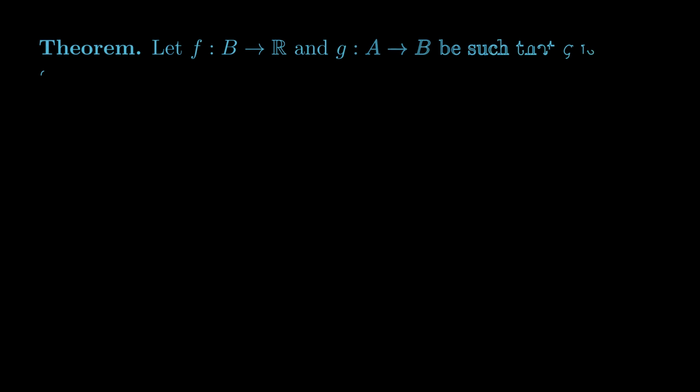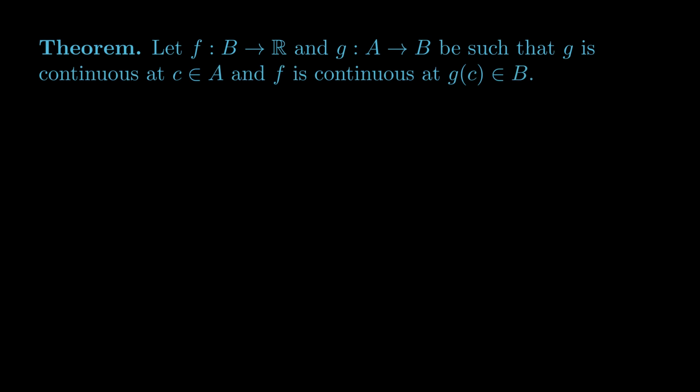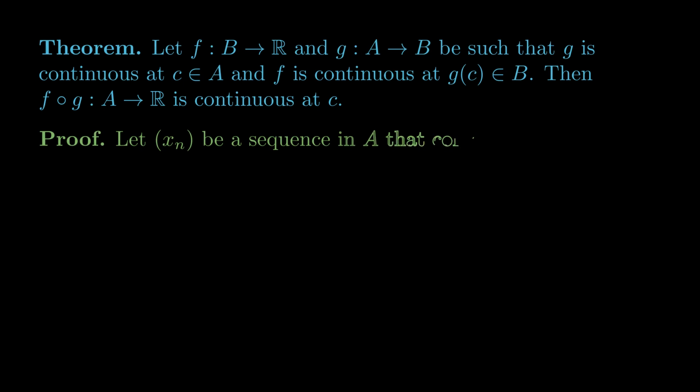Let f from B to R and g from A to B be such that g is continuous at some c in A, and f is continuous at the corresponding g of c in B. Then the function f composed with g from A to R is continuous at c. For the proof of this, let's use the sequential characterization of continuity. So let x_n be a sequence in A that converges to c.